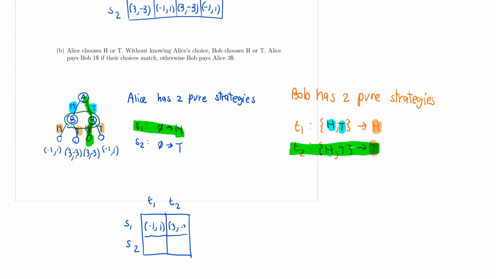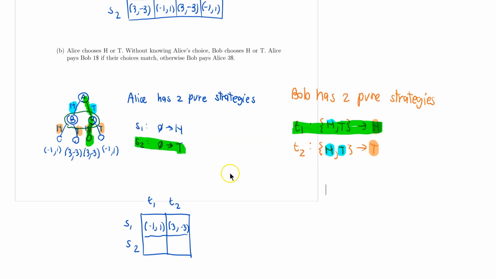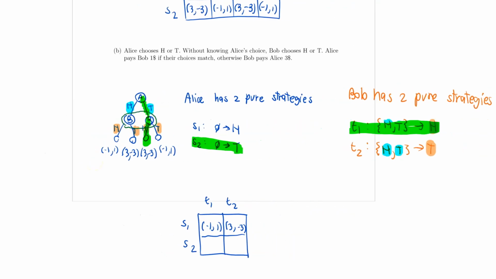And then if Alice plays S2 and Bob plays T1, that means Alice plays tail and Bob plays head. The payoff is going to be 3 and -3. And then for the last entry, Alice plays tail, Bob plays tail, so it's going to be -1, 1. So again, this is a game in strategic form of the same game that we saw earlier.